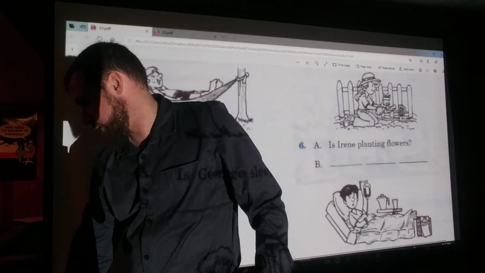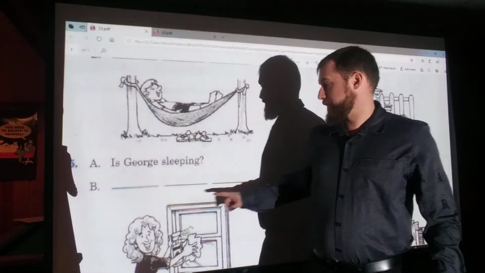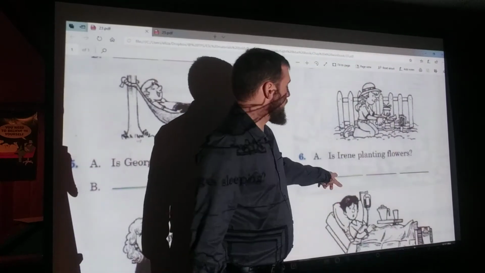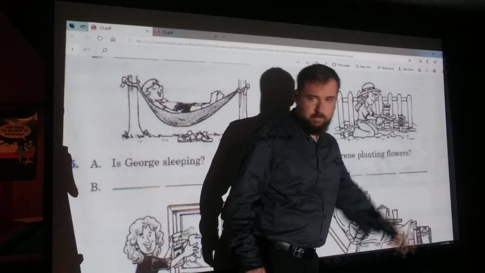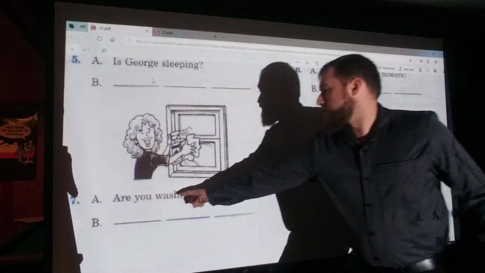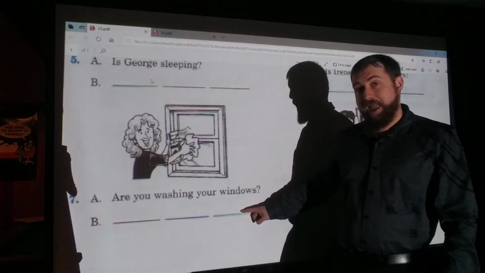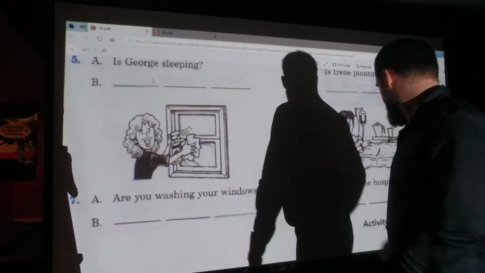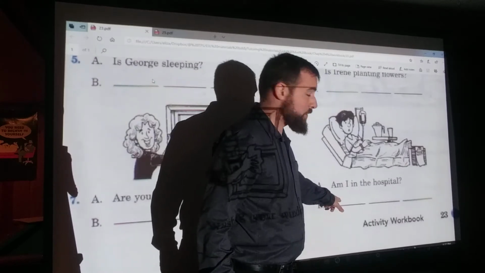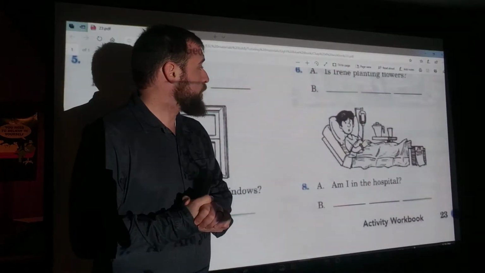And number 5. Is George sleeping? Yes, he is. Is Irene planting flowers? Yes, she is. Number 7. Are you washing your windows? Yes, I am. Make sure you got am there. Number 8. Am I in the hospital? Yes, you are. Okay. So, that was worksheet number 1.